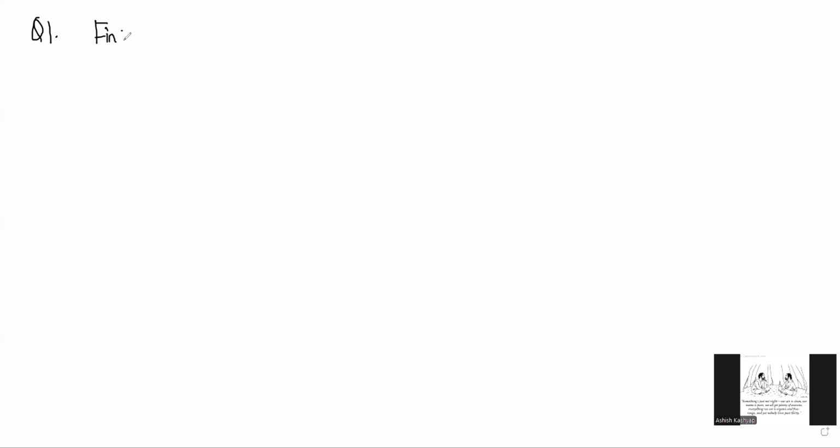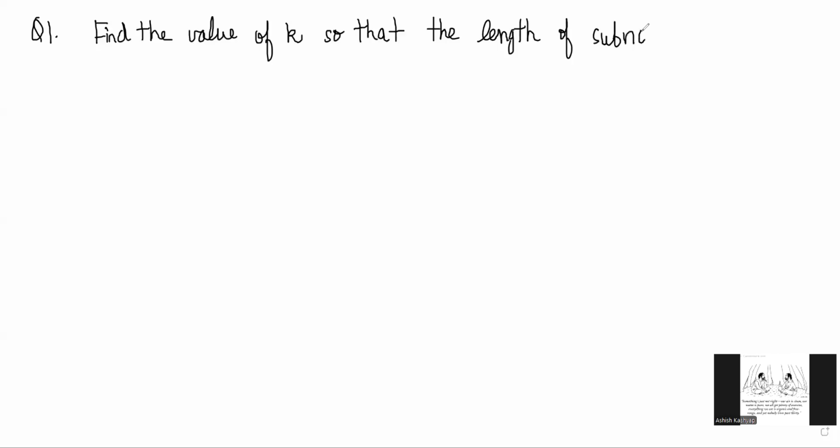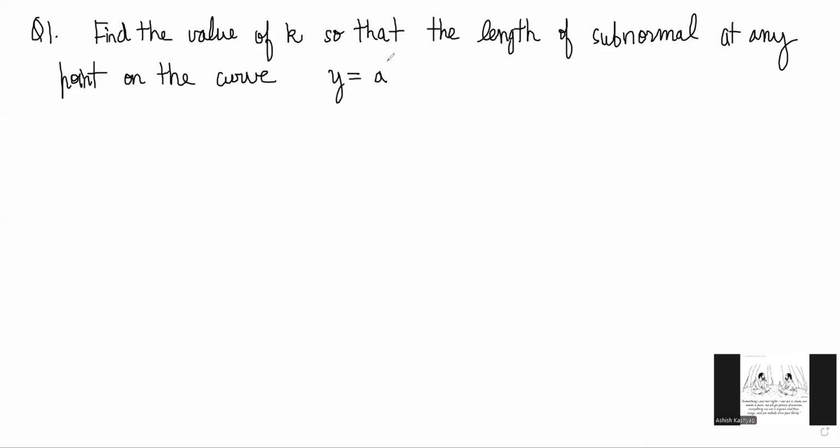Find the value of k so that the length of subnormal at any point on the curve y is equal to a to the power 1 minus k multiplied by x to the power k, where k is a constant. That is the question.